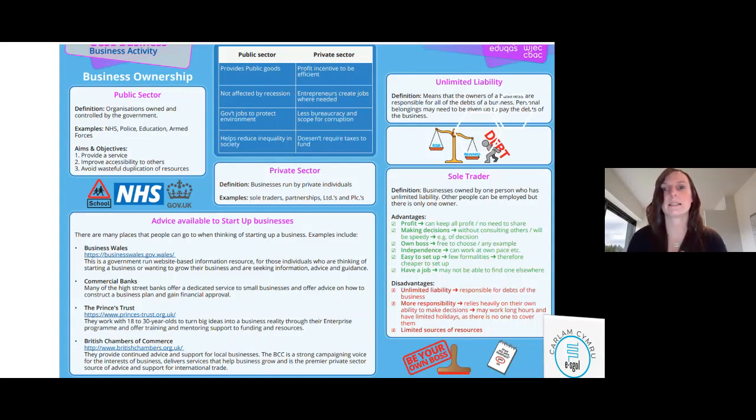Then you've got things like unlimited liability. This means that the owners of the business are responsible for all the debts of the business. So personal belongings may need to be given up to pay the debt. For example, if you owned a house or had a mortgage, you had equity in that house. If things went wrong in your business, those are potentially things that could be taken in order to pay the business debt.